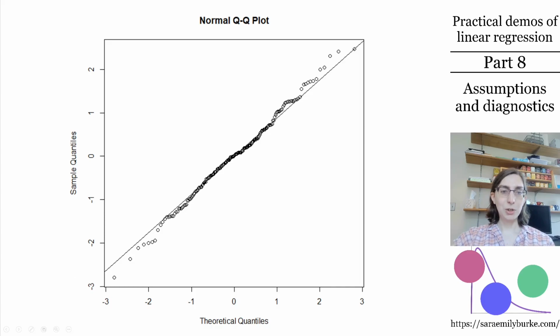The points in the lower left represent your negative residuals, the points that fell below the regression line, and the points in the upper right are your positive residuals, those that fell above the regression line.